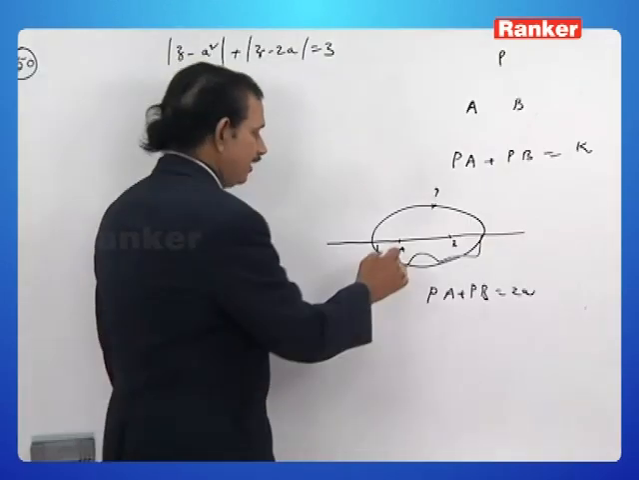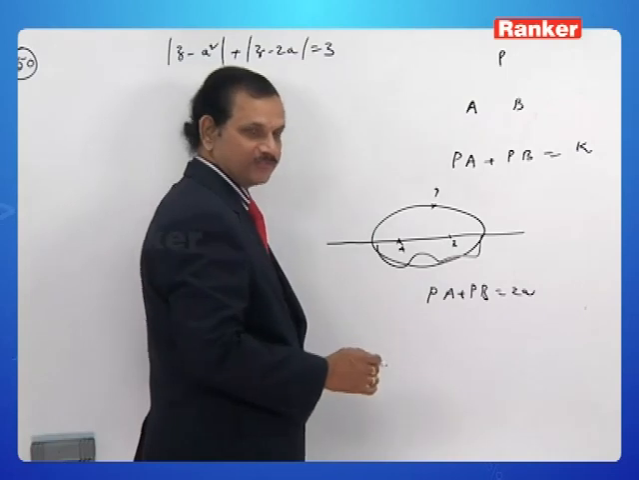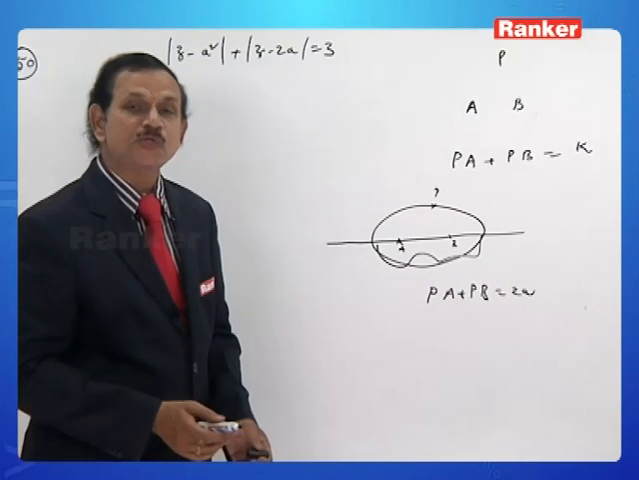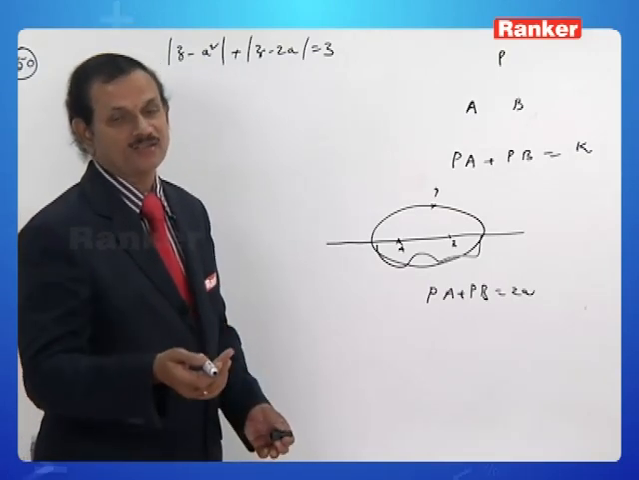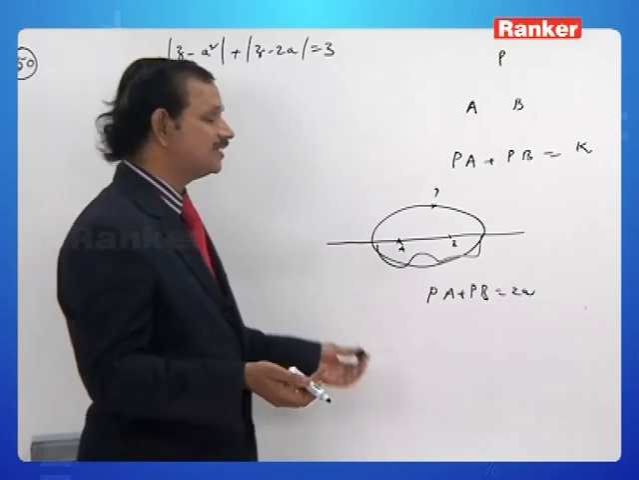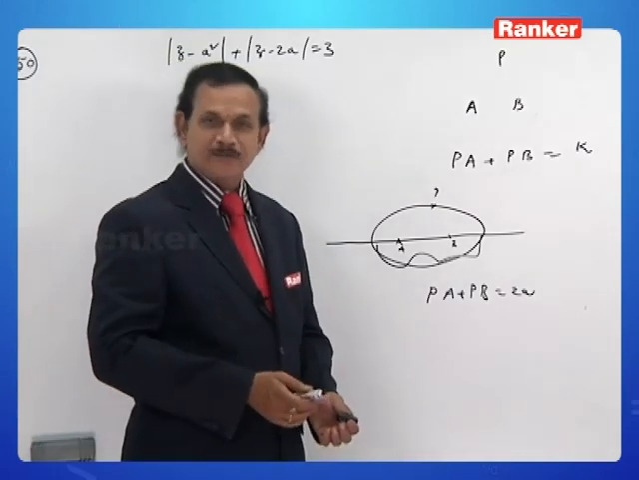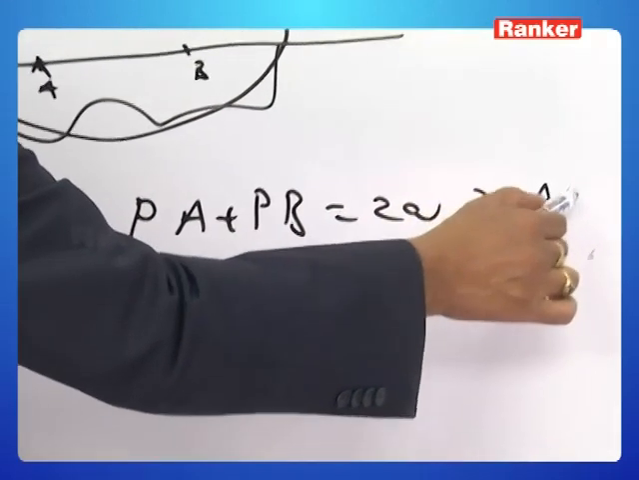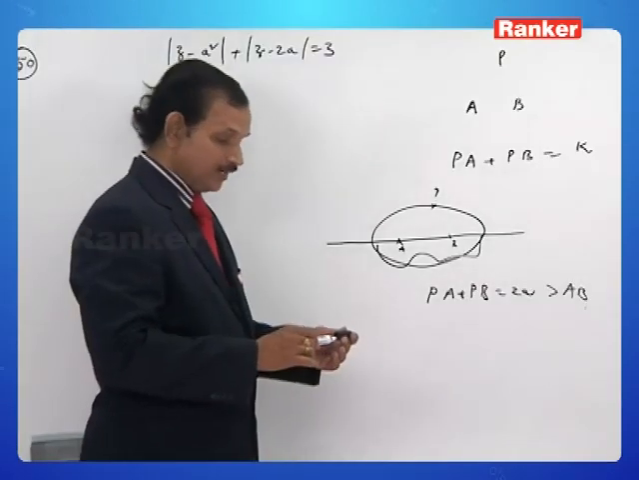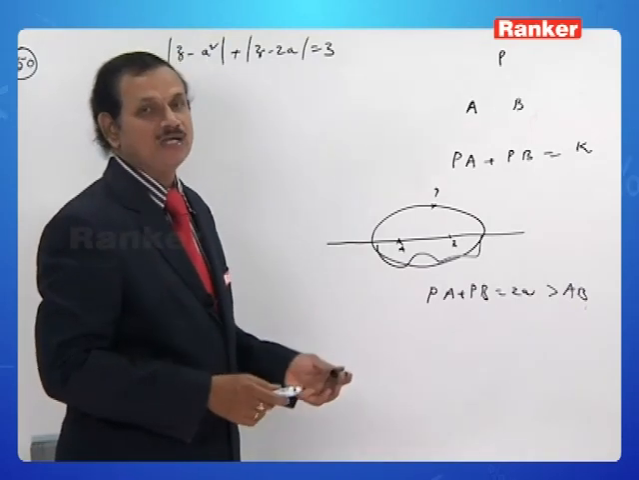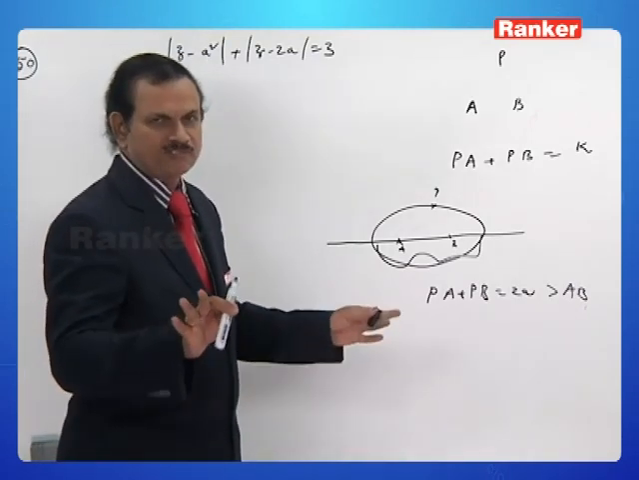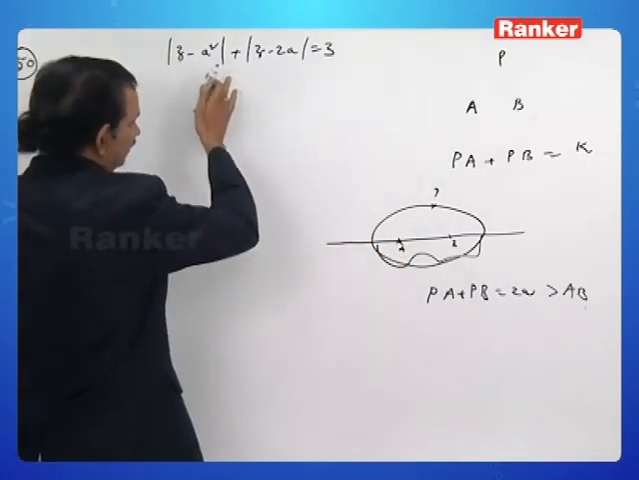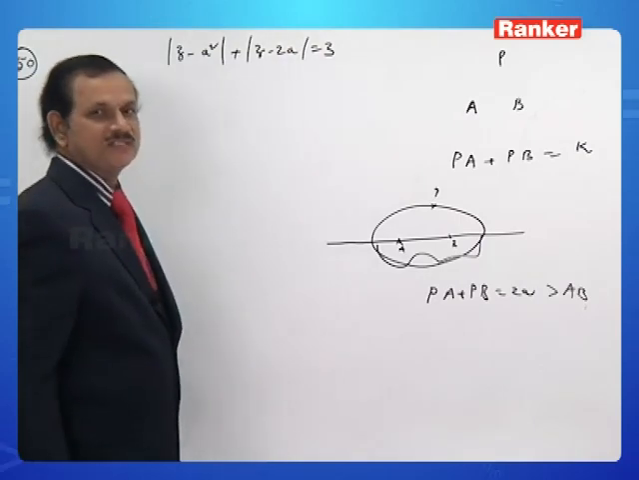But you see, let us recall the formula for the foci. This is minus A is 0 and this is A is 0, and the distance between them is 2A. 2A is of course less than 2A, isn't it? Therefore, PA plus PB is 2A is greater than AB. That must happen, then only it forms an ellipse. Otherwise, not. Absolutely not. Therefore, he is saying that this equation always represents an ellipse.